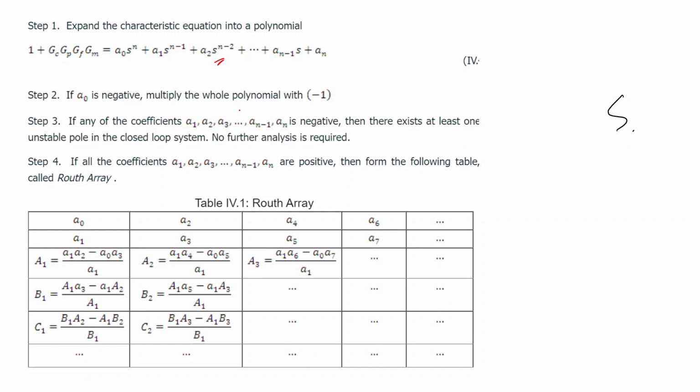The other thing is we have to calculate each of the coefficients of the first column, A0, A1, B1, C1. If they are positive, then we can say that the system is stable. And if any one of them is negative, then we can say that the system is unstable for that pole.